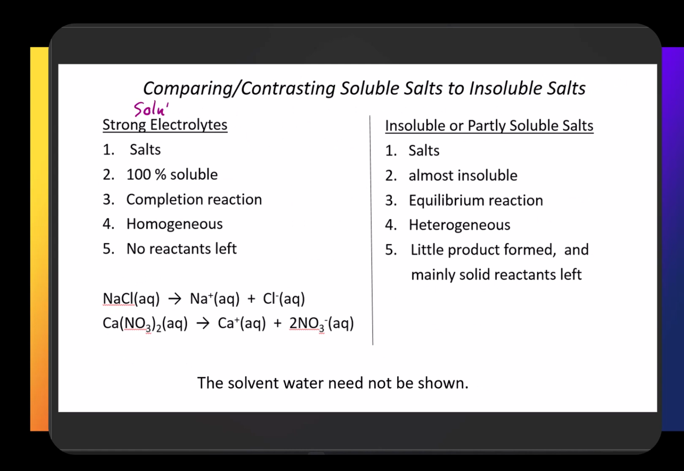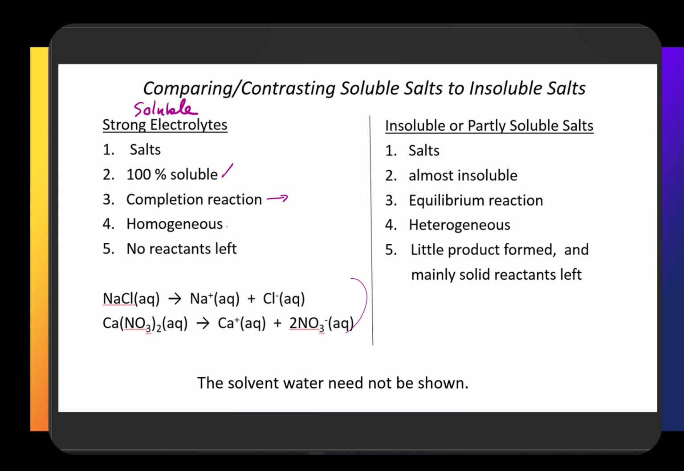The soluble salts are classified as strong electrolytes. It means they're 100% soluble or ionized in solution. They're going to dissolve according to a completion reaction. The resulting solution is homogeneous and there aren't any reactants left. I've already written some of the equations like these two here, utilizing completion arrows. None of the reactants are left over.